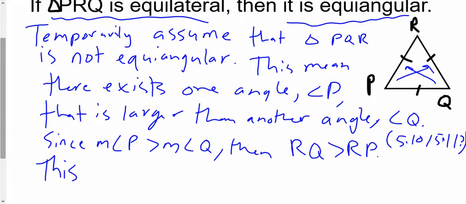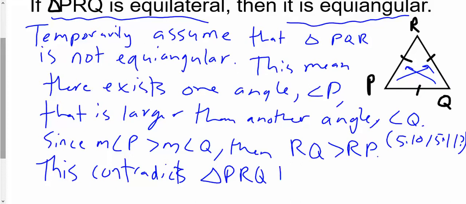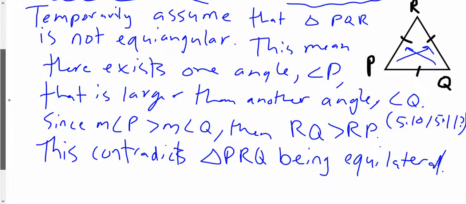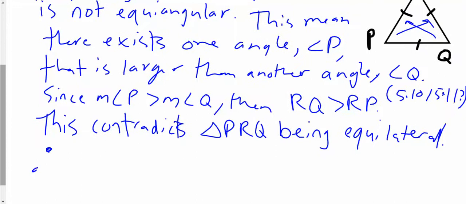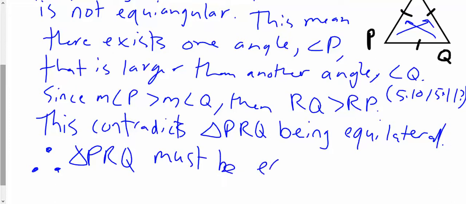And that's what we're looking for. This contradicts triangle PRQ being equilateral. Therefore, PQR cannot be not equiangular. Therefore, it has to be equiangular. So these little dots here mean therefore. Therefore, PRQ must be equiangular because it can't not be equiangular.